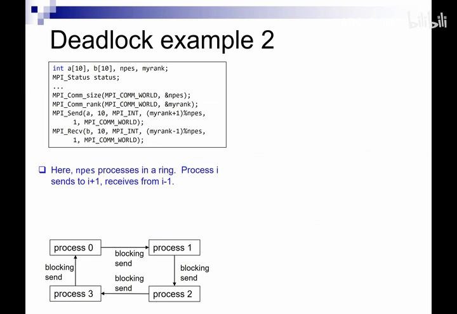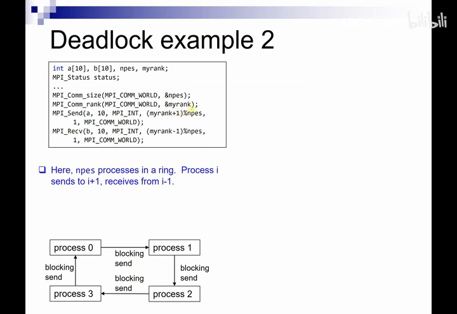Another example is where suppose we have several processes and they're connected in a ring. What we're trying to do is each process i in the ring is trying to send to the next process i plus 1, and it wants to receive a message from the previous process. So a simple way to write this program would be that I'm going to send a message, let's say 10 integers, to the next process.